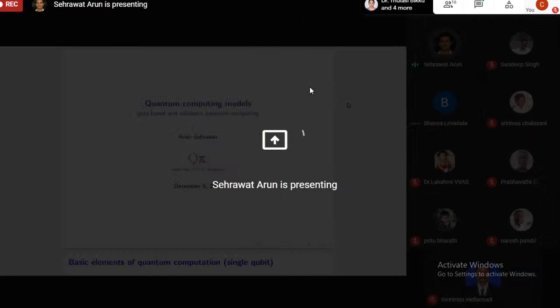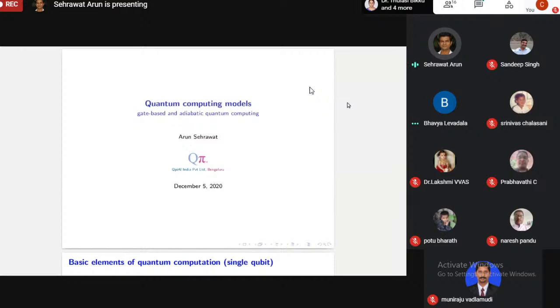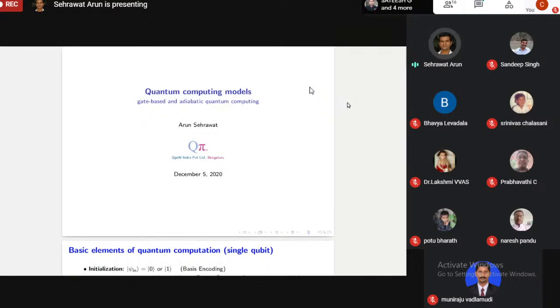So today I will talk about quantum computation models, basically two of them: the gate-based model and adiabatic quantum computation. The gate-based model is used by IBM, Google and such companies, and the adiabatic quantum computation model is used by the D-Wave company. There are also others, but these are the two models. Model means how you do the computation. Okay, so let me go slowly.